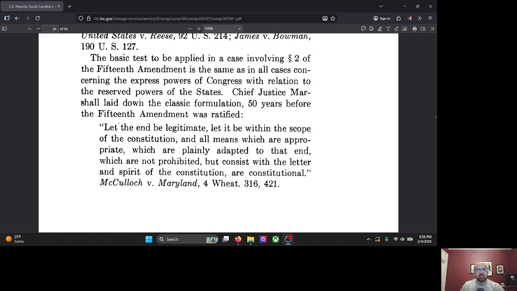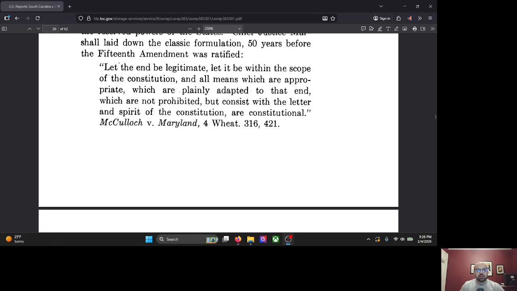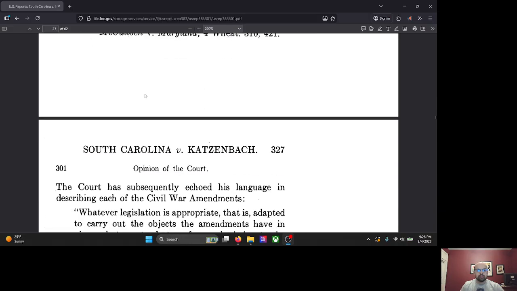Chief Justice Marshall laid down the classic formulation 50 years before the 15th Amendment was ratified. Let the end be legitimate, let it be within the scope of the Constitution, and all means which are appropriate, which are plainly adapted to that end, which are not prohibited but consist with the letter and spirit of the Constitution, are constitutional.